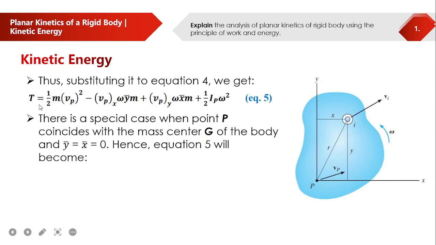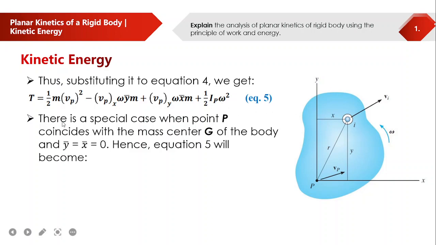So that will be T, or the kinetic energy, is equals to 1/2 mass times velocity of point P squared minus v sub p of the component, or the horizontal component of our velocity on our point P. So that will be negative v sub p sub x times omega times y bar m plus v sub p sub y, that will be omega times x bar m plus 1/2 of the moment of inertia at point P passing through a point P, no? So that will be times the angular velocity squared.